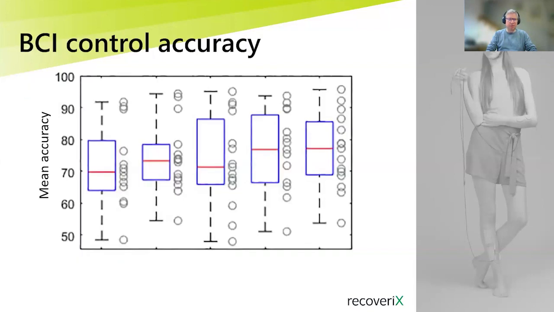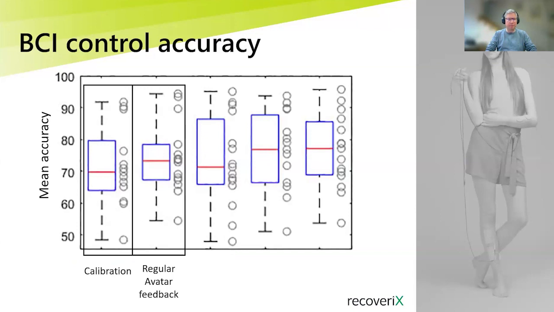So for the BCI control accuracy, we have this plot. First we had the calibration accuracy, the mean accuracy of all participants during the calibration run was 70%. Then we had the regular real-time feedback using the avatar, having a higher accuracy. That's not surprising, that with real-time feedback you have higher accuracy compared to calibration.